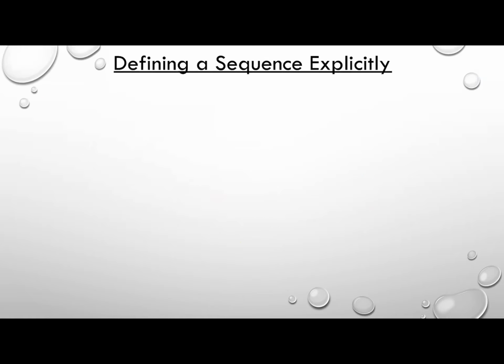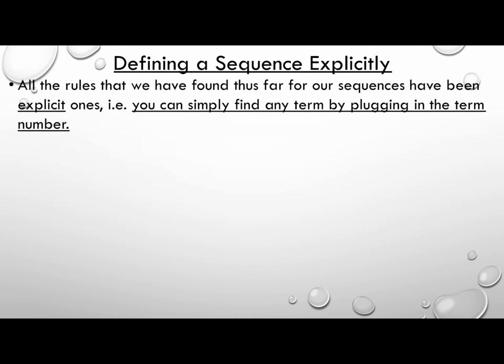So let's talk a little bit about the notation that you're likely to see when it comes to sequences. So all the rules we have found thus far for our sequences have been explicit ones, i.e. you can simply find any term by plugging in the term number. So that is one type of sequence equation that you'll see, explicit equations. And the main characteristic that you'll see with explicit equations is this idea that we can plug in any number into it to get that term on the list. So for example, if I wanted a 50th term on the list, I would plug in 50 into this equation. If I wanted the 100th term on this list, I would plug in 100 into this equation.